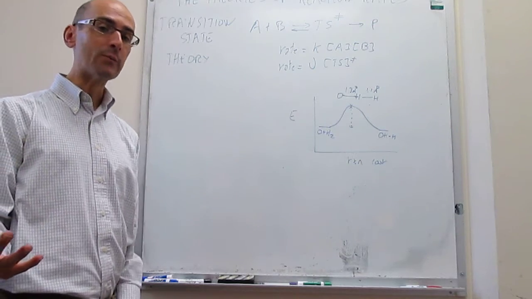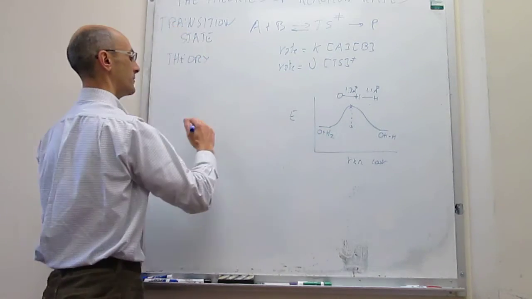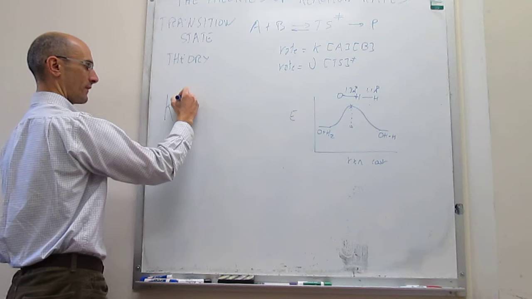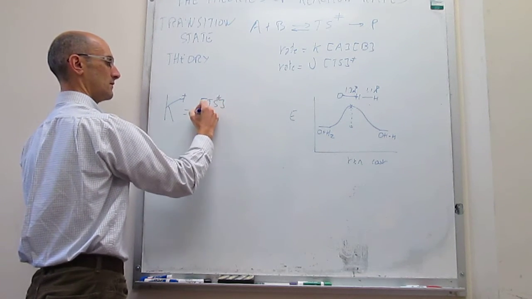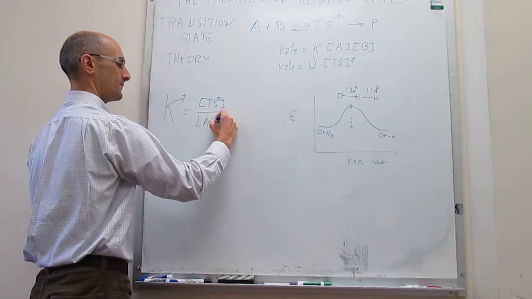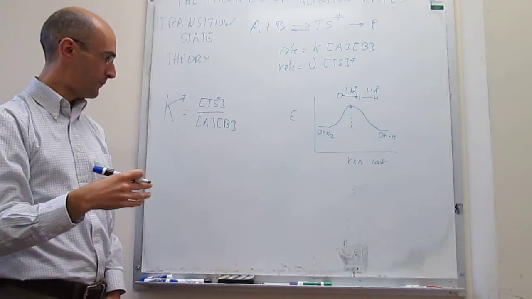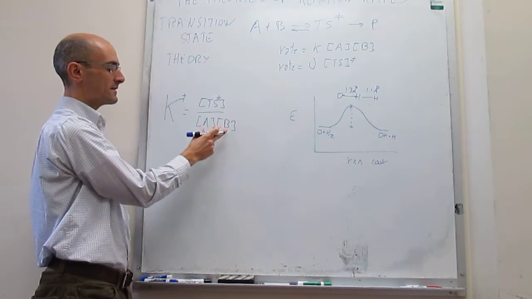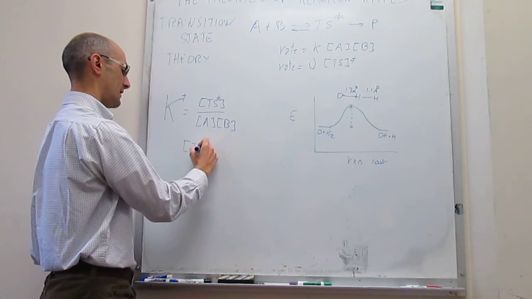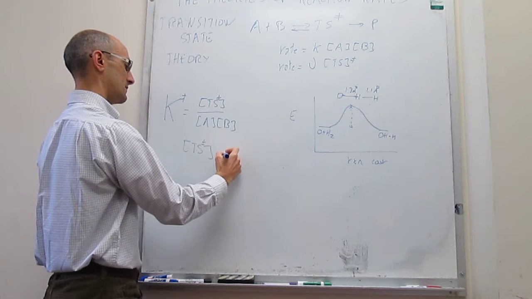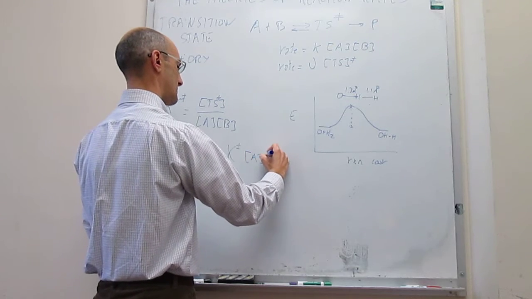Here's where the equilibrium approximation is very useful. Notice that if there's an equilibrium in this step right here, we can write that the equilibrium constant for that step is equal to the concentration of transition state species over the concentration of reagents. And this gives us a handle to put the concentration of transition state species as a function of the concentration of reagents. Notice that this transition state species is just going to be equal to the equilibrium constant times the concentration of A times the concentration of B.